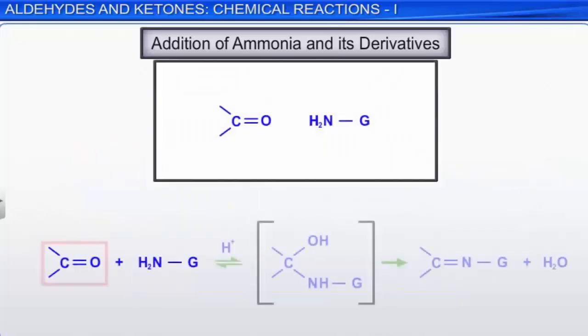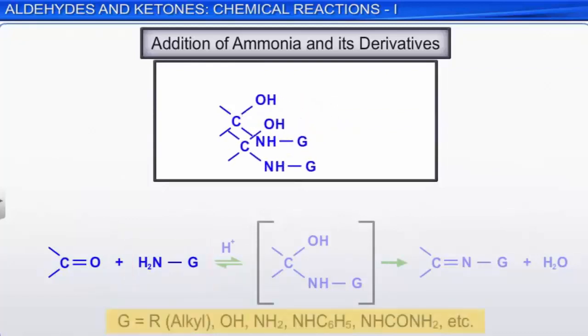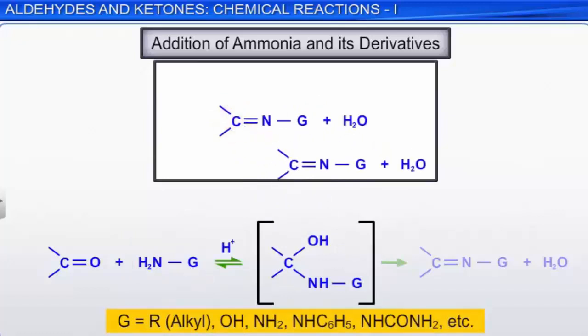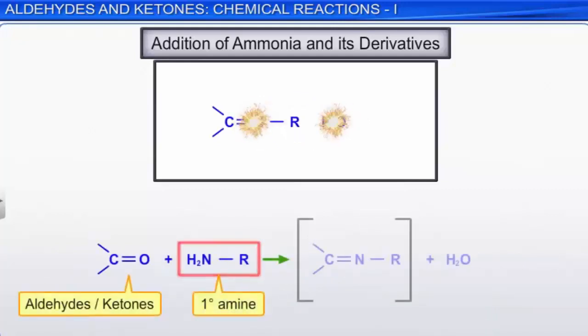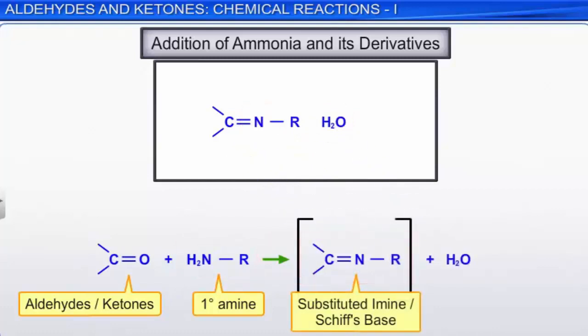Aldehydes and ketones react with ammonia derivatives with the general formula NH2G. Here, G is equal to R, alkyl group, OH, NH2, NH C6H5, NH CO NH2, etc. Aldehydes and ketones react with primary amines to form substituted imines, a Schiff's base.